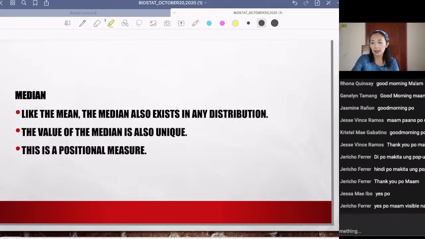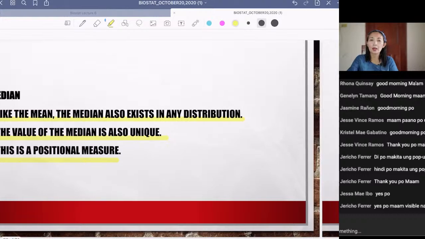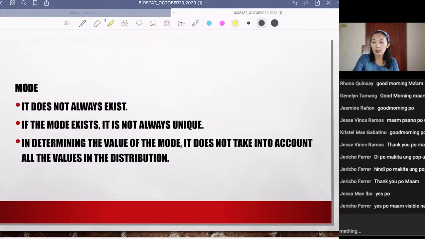How about the median? Like the mean, the median also exists in any distribution. There is always a median. The value of the median is also unique. There is no distribution with two median values, because if there are two middle values, we get the average and that's the median. It's a positional measure. Next, mode. It may or may not exist. It does not always exist. If the mode exists, it's not always unique. In determining the value of the mode, it does not take into account all the values in the distribution.